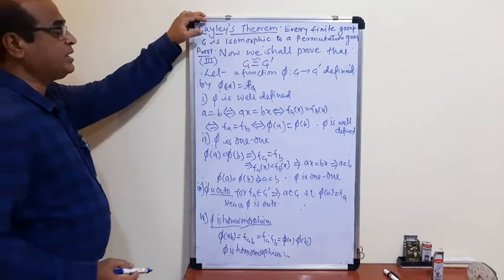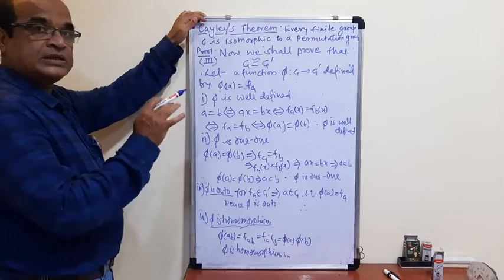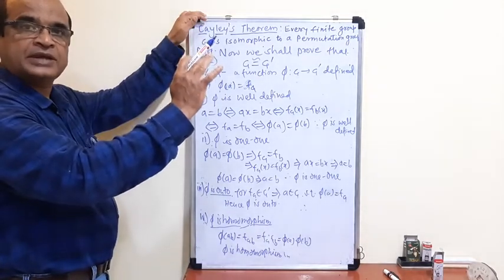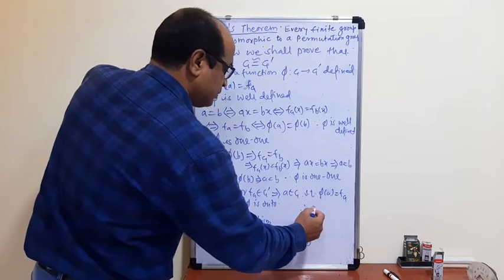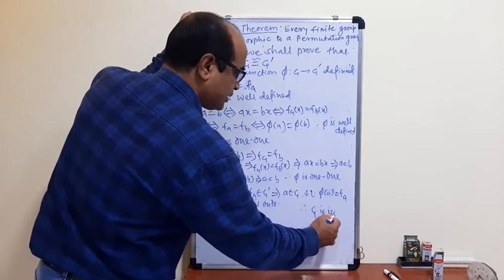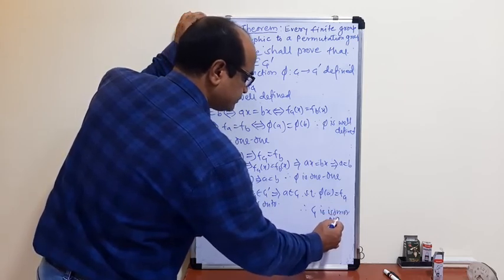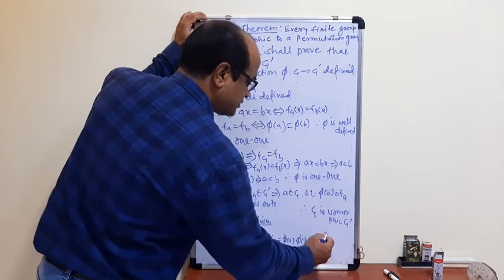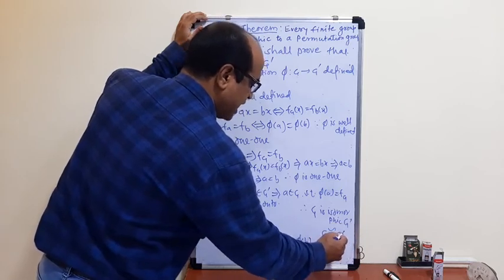Phi is a homomorphism, which means phi is an isomorphism from G to G dash. Therefore, the group G is isomorphic to G dash. In symbols, G is isomorphic to G dash.